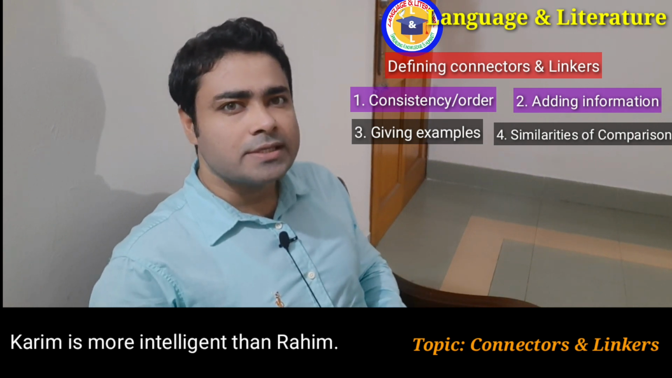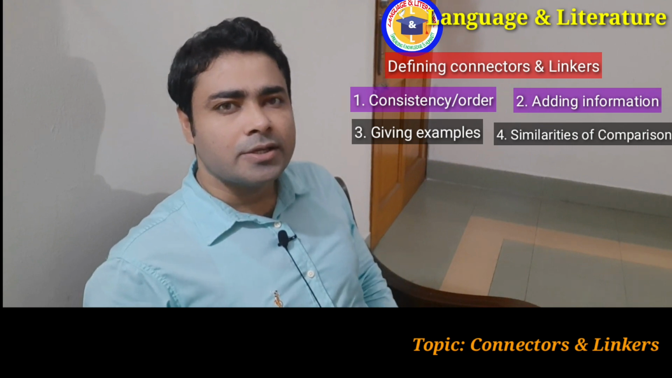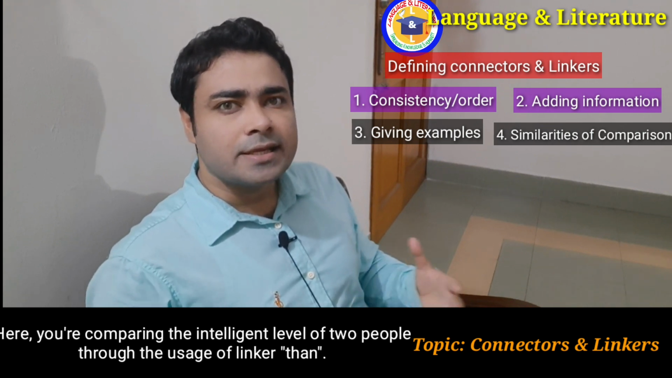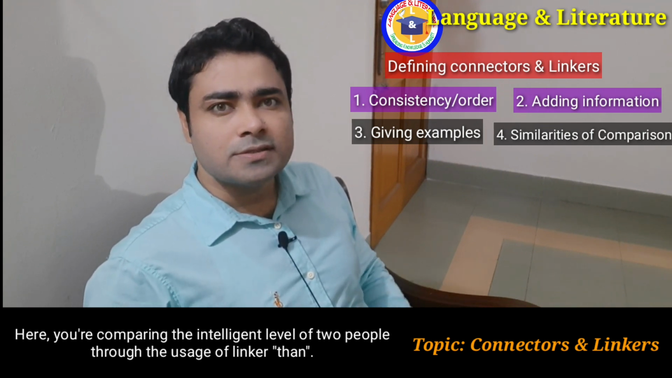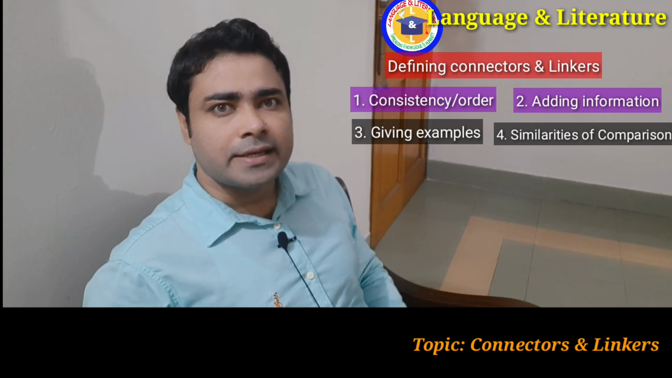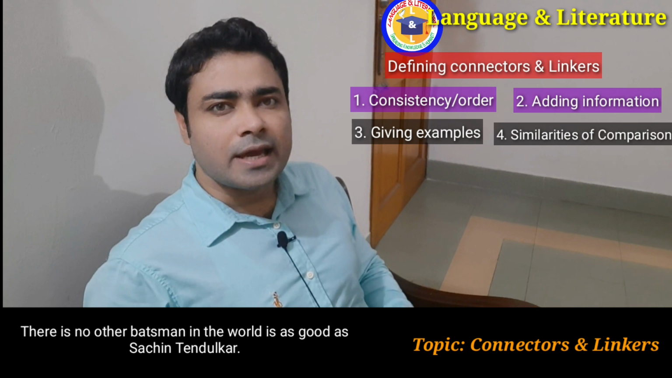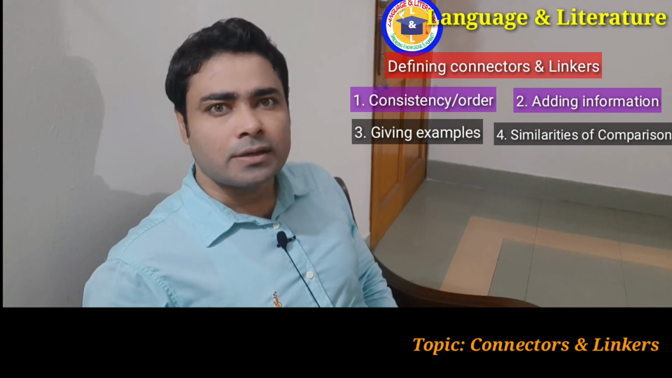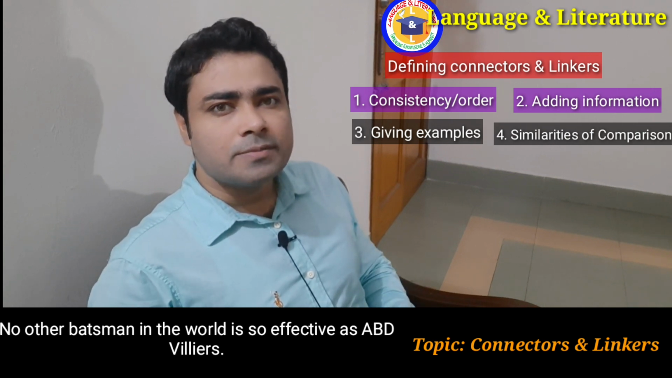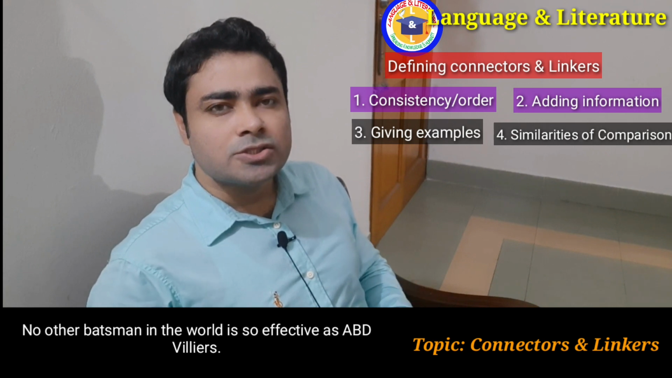Karim is more intelligent than Rahim. Here you are comparing the intelligence level of two people through the use of the linker than. There is no other batsman in this world as good as Sachin Tendulkar. No other batsman in this world is so effective as AB de Villiers.